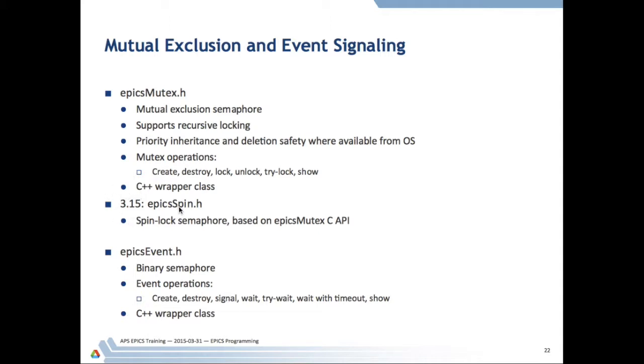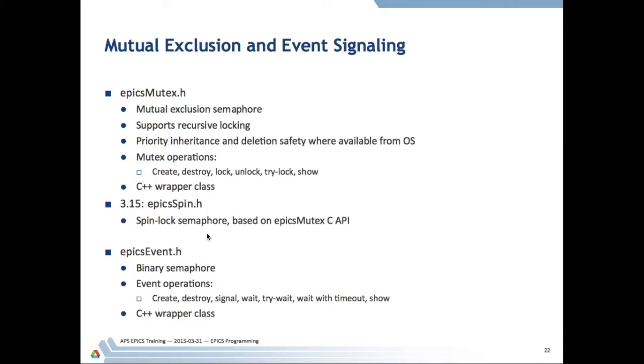In 3.15, we added another API, EPICS spin, which is based on the mutex API. It's for spin lock semaphores. Spin locks can be taken from interrupt level. So if you're writing mostly VxWorks and RTEMS code that runs at interrupts, EPICS spins can be taken at interrupt level, whereas a mutex cannot. Mutexes can only be taken at task level. So this allows you to do things like that.